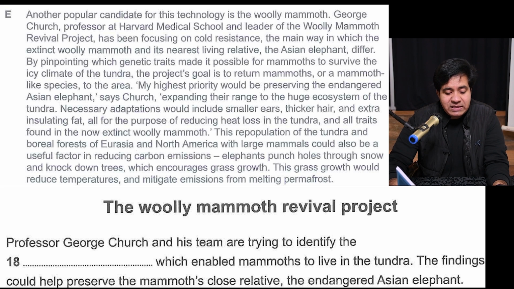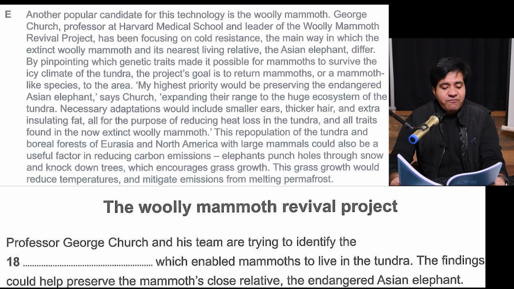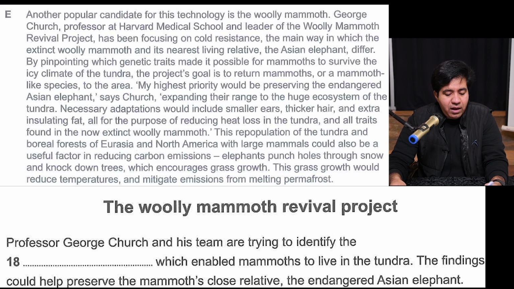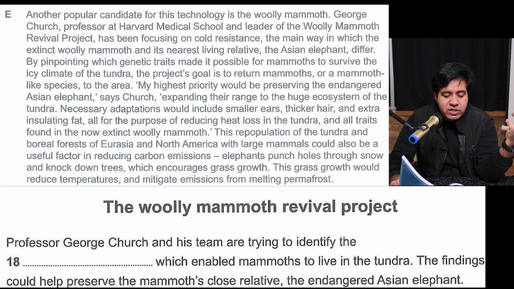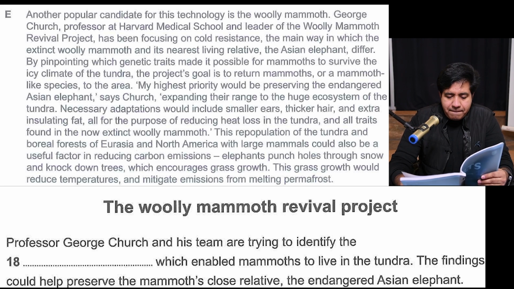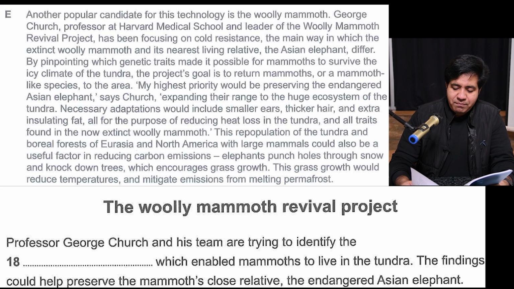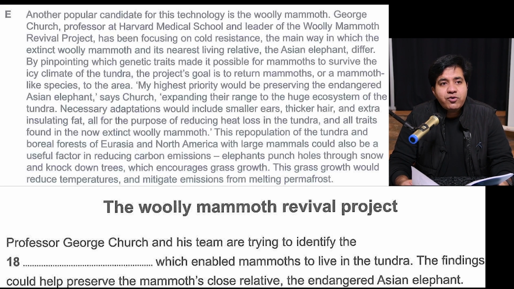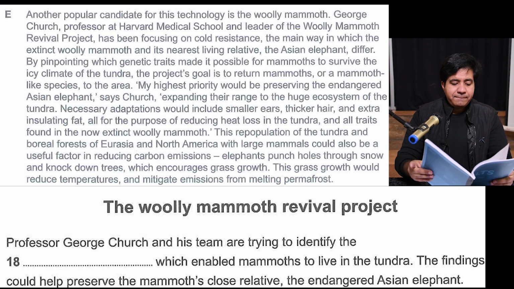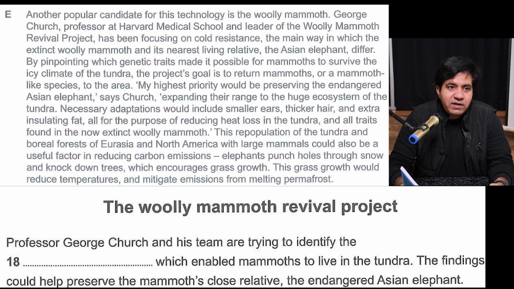Professor George Church and his team are trying to identify the dash which enabled mammoths to live in the tundra. Identify something which enabled mammoths to live in tundra. Now go back. For identify, they use the word pinpointing. And don't tell me the answer unless I ask you. Identify, pinpoint. Got it? Fifth line: by pinpointing which genetic traits made it possible for mammoths to survive the icy climate of the tundra. Tundra is there in Russia. Clear? So the answer is genetic traits, and write genetic with G, not with J. Spelling must be correct. If you write wrong spelling, your answer will be wrong.